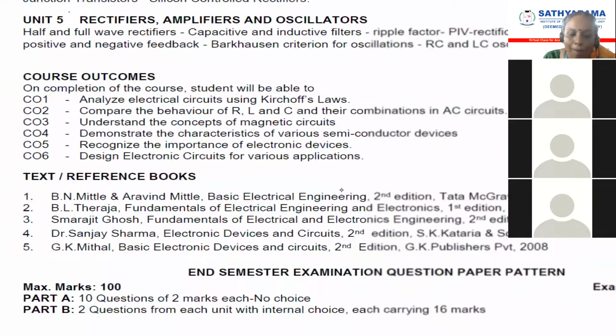Now I'm talking about Part B. In Part B, we have 5 units. So how many questions? 5 questions will be asked, with an either-or pattern. Each question is 16 marks, from each unit. So what is the weightage for each unit? Nearly 20 marks. If you have knowledge of one unit, you can score 20 marks: 16 marks from Part B and 2 marks from Part A, so 16 plus 4, 20 marks. So 20 into 5, 100. Totally 100 marks. If you miss one unit, you will lose nearly 20 marks.